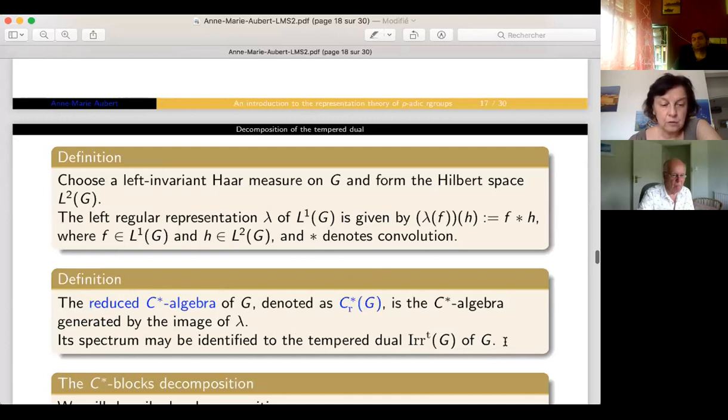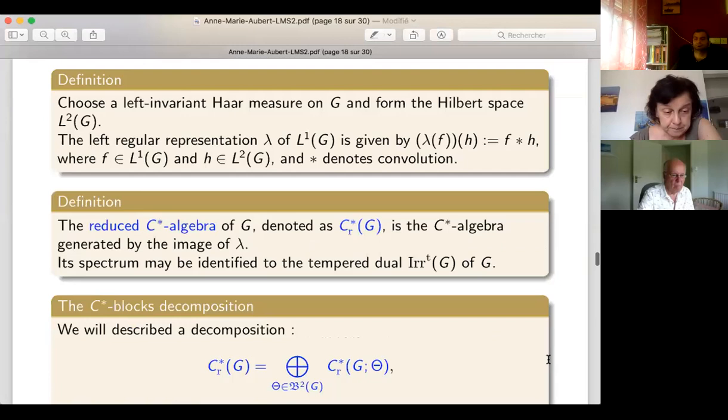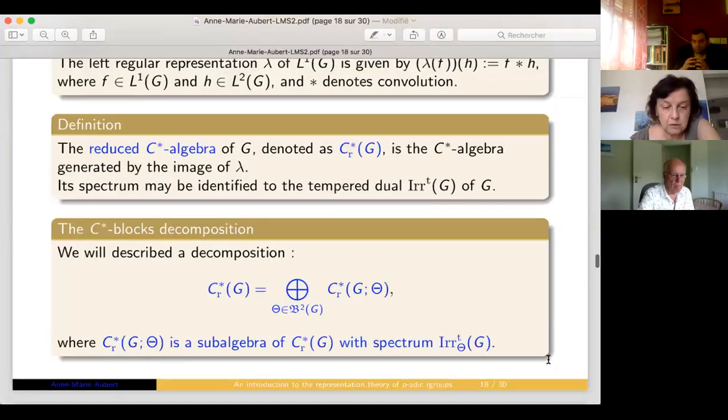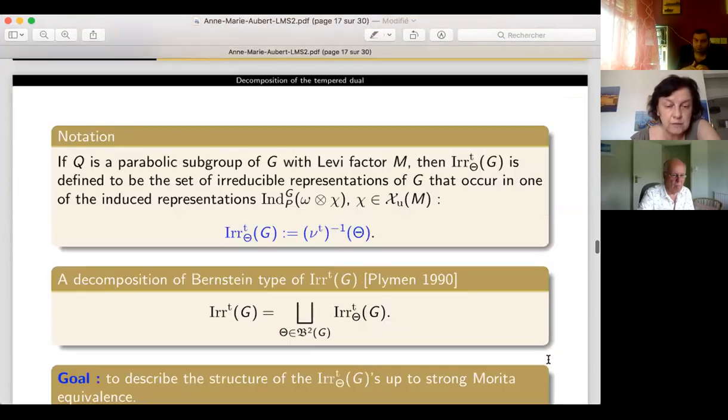And it's a very interesting object, and in particular, its spectrum can be identified with the tempered dual of the group G. And this is the way to understand this decomposition.